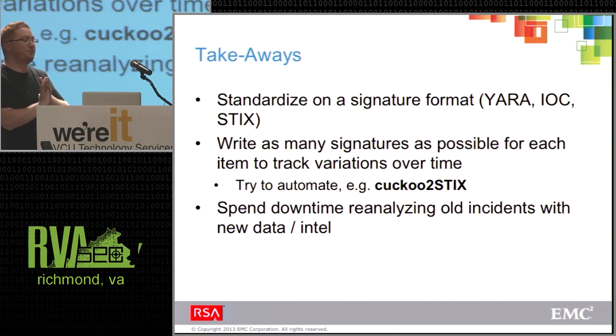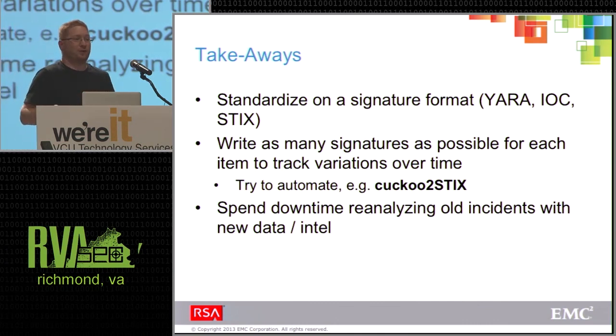So, to close out, what can we do? What can we take away from this? First of all, standardize on a simple signature format. It's going to be based on who's on your team and what you deal with. And for the last two minutes of my talk, as I see Jake back there: YARA, indicators of compromise, STIX, pick one, learn it, use it all the time, get it into your tools.